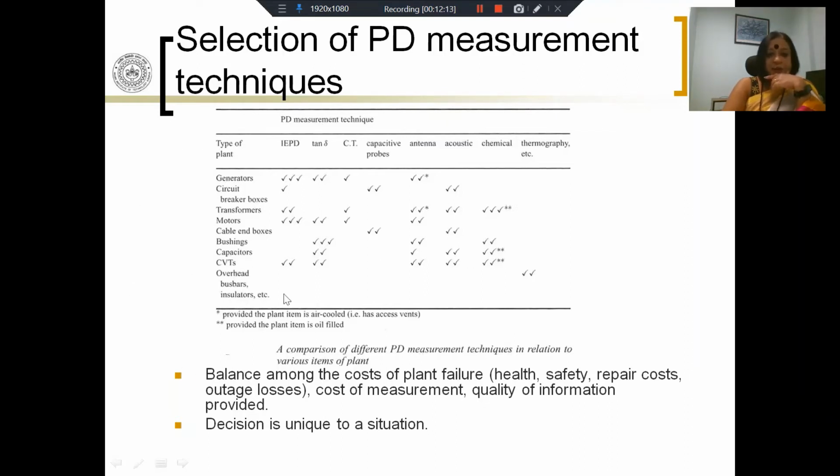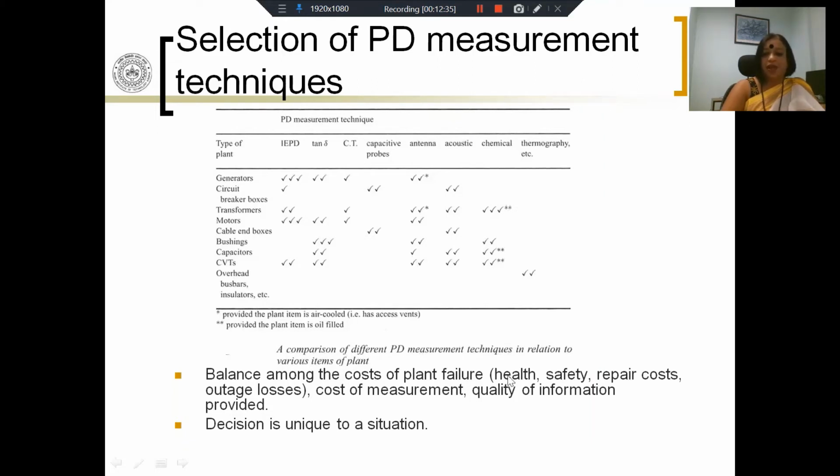For overhead bus bars or insulators, the best technique to use is of course thermography, because it is open air and we have access to it, and the daylight camera can actually capture images. So depending upon the kind of equipment you are looking at, you will choose your measurement technique, and the balance among the costs of a plant failure.